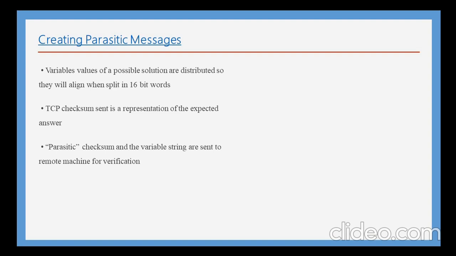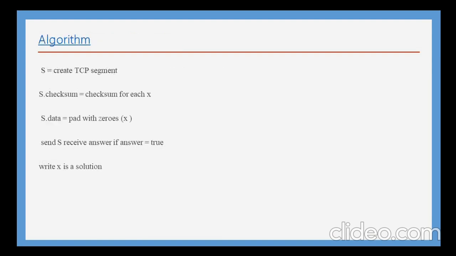So how does its algorithm work? First we have to create a TCP segment. Then that TCP segment's checksum is assigned with all the checksums. It basically iterates through all the checksums. Basically, it generates all the possible solutions and stores them in the checksum. Then that data is padded with zeros. Then it is sent, and it is received, and after that, if the answer is true, it writes a solution. So this is how it works.